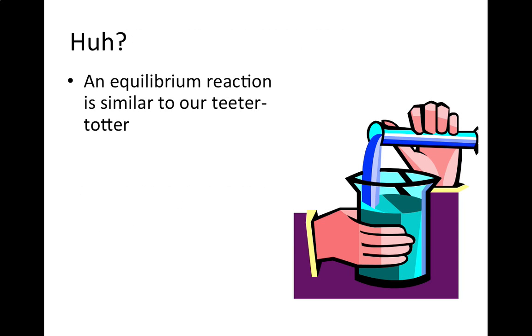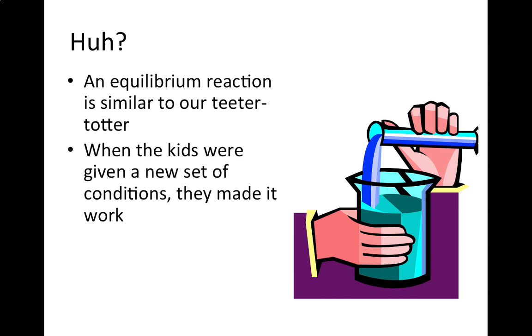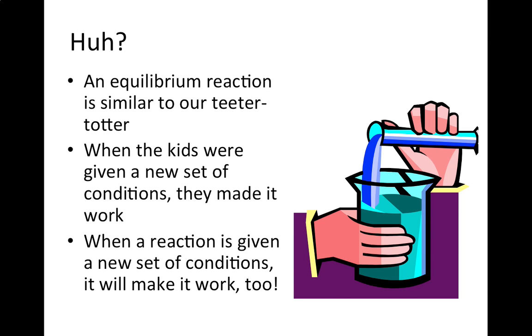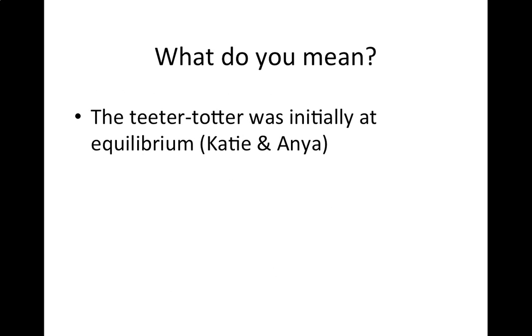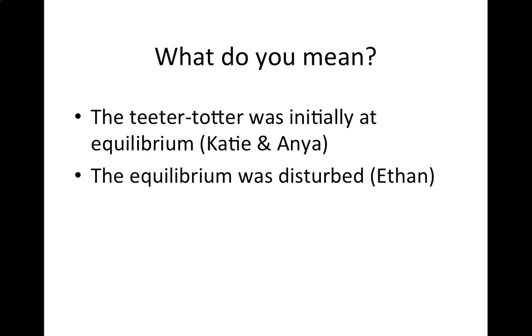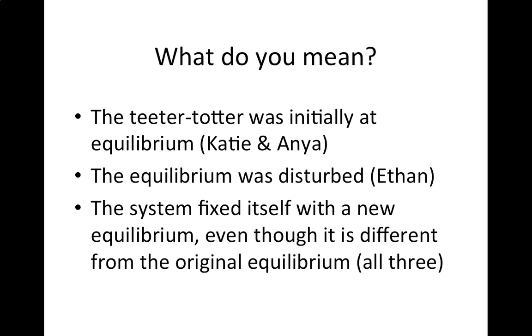So what does that mean? Well, an equilibrium reaction is similar to our teeter-totter. When the kids were given a new set of conditions, they found a way to make it work. And when a reaction is given a new set of conditions, it's going to find a way to make it work too. So what does that mean? The teeter-totter was initially at equilibrium, that was our Katie and our Anya, and then the equilibrium was disturbed. Ethan came in and stressed out the system. But the system fixed itself. The kids found a new way, a new equilibrium, even though it's different from the original equilibrium. And that's where all three were playing nicely on the teeter-totter.